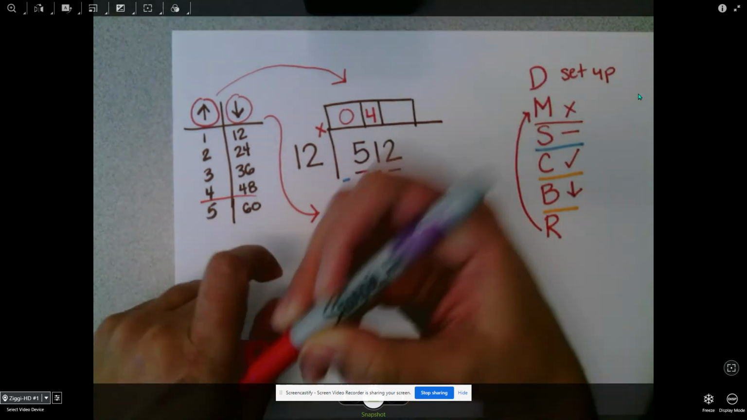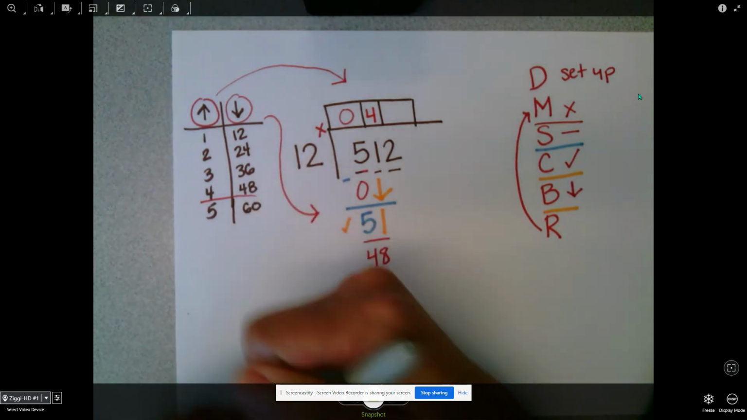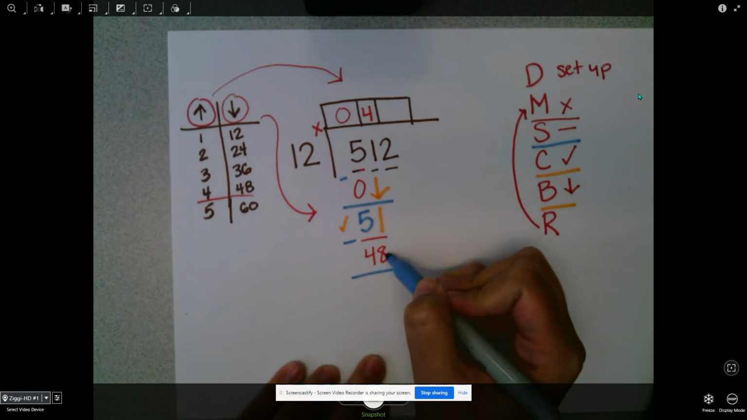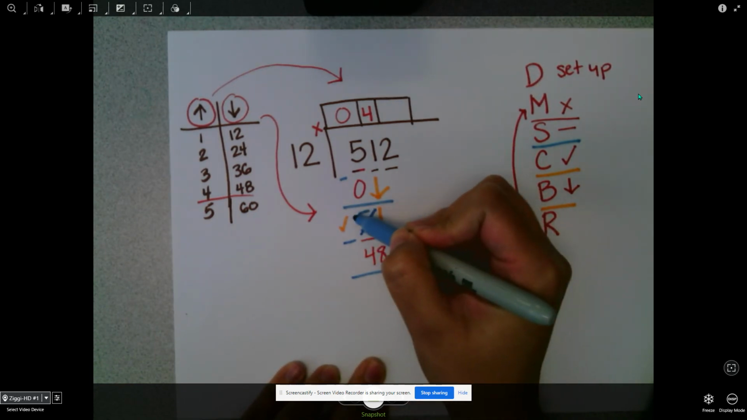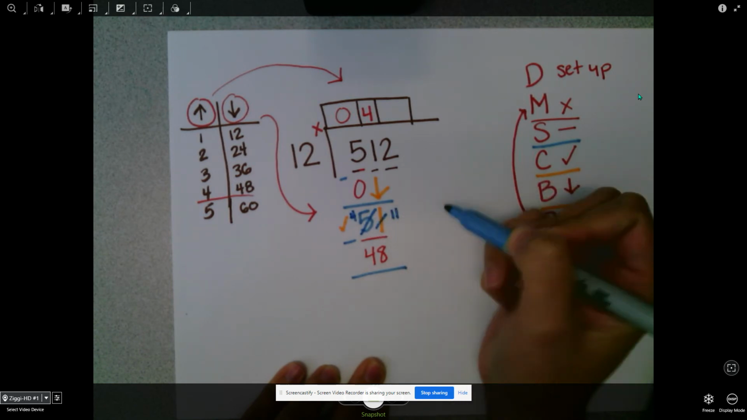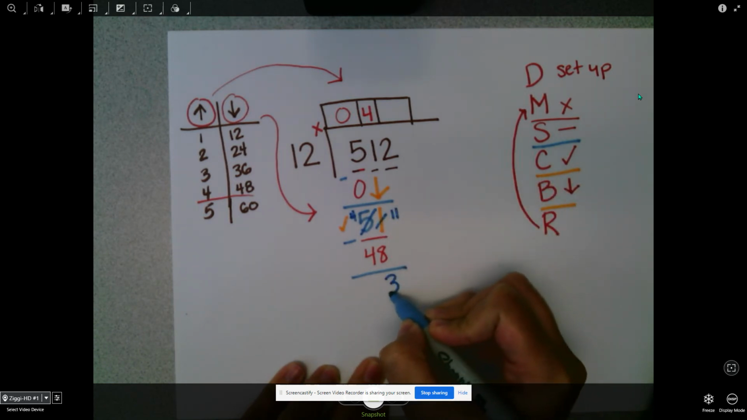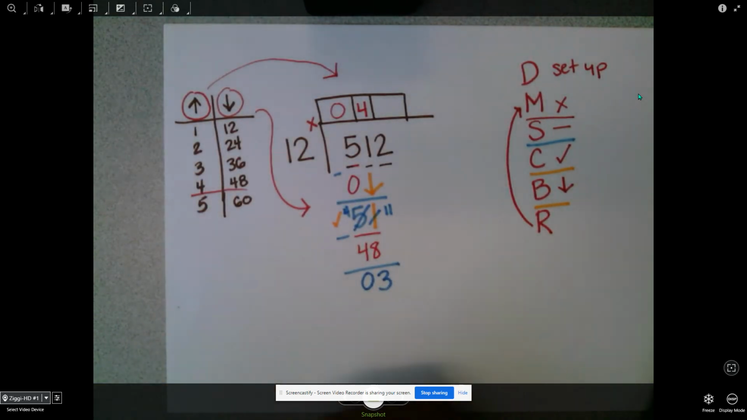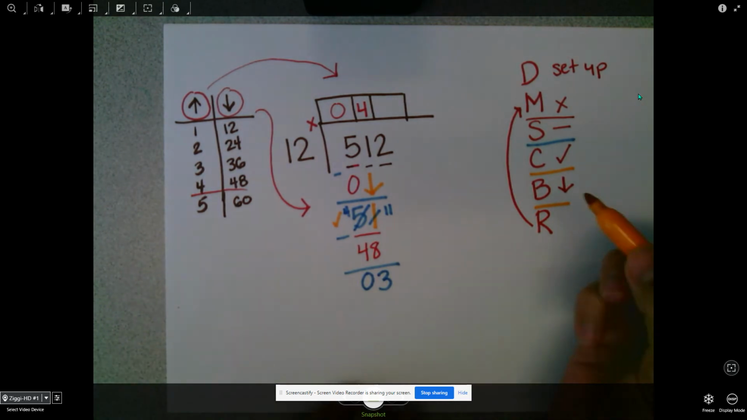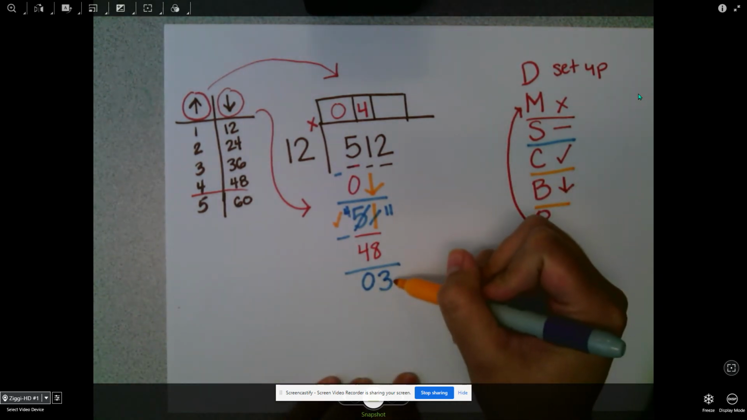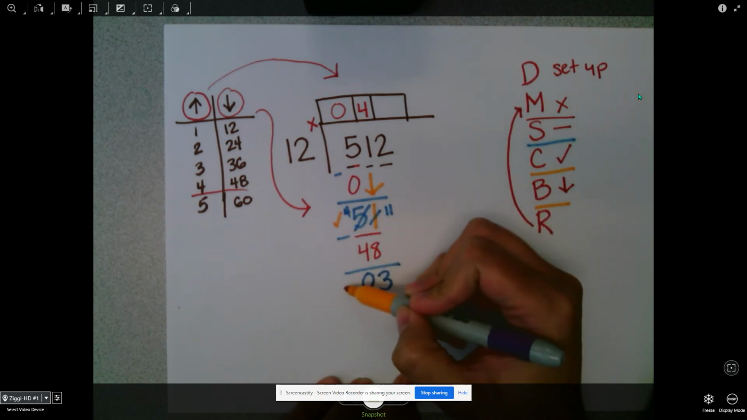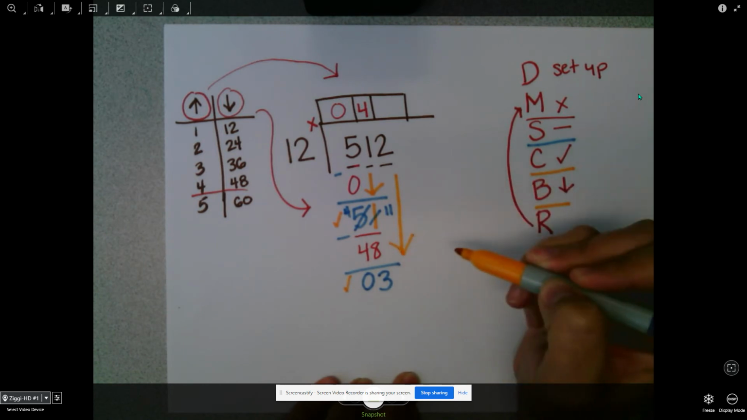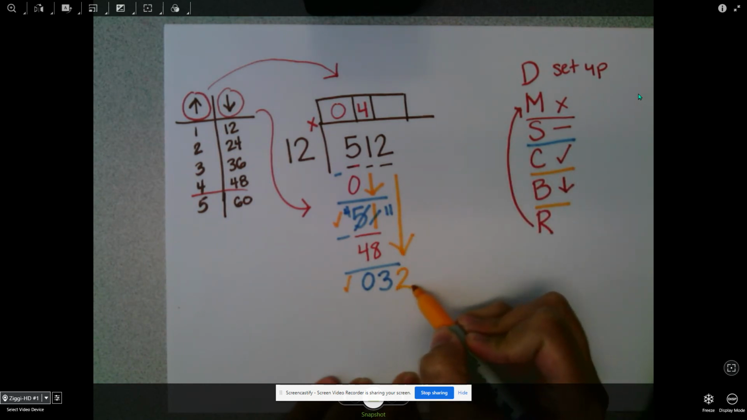And then I'm going to follow through my steps again. Subtract. 1 minus 8, I can't do that. So regroup. This is 4. This is 11. 11 minus 8 is 3. 4 minus 4 is 0. And then I'm going to check. Is 3 less than 12? If it is, then I'm good and I can keep going, and I can bring down my next number. And my next number is 2.